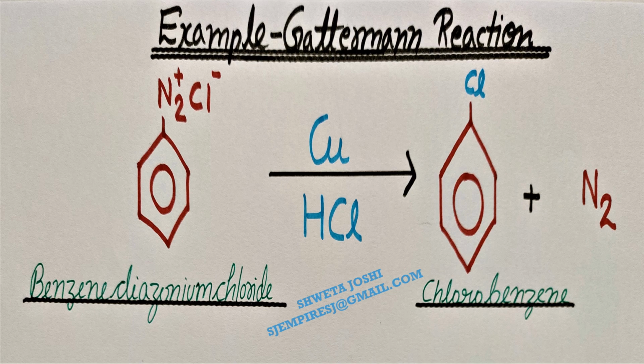Now taking proper example of Gattermann reaction, we are going to react benzene diazonium chloride with copper in the presence of HCl. After the reaction, chlorobenzene is formed and nitrogen is obtained as side product. If we want to form bromobenzene, then in place of HCl we have to take HBr.